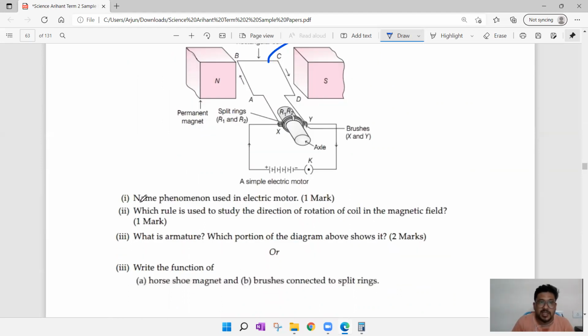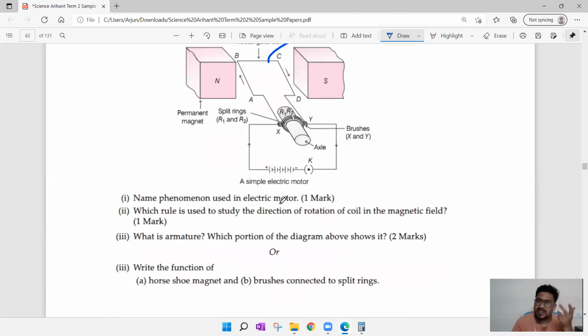That is fine. Next, name the phenomenon used in the electric motor. What is the phenomenon? Directly you can write, magnetic effects of electric current. That is the phenomenon. The chapter name itself is the phenomenon. Magnetic effects of electric current is the phenomenon used in the electric motor.